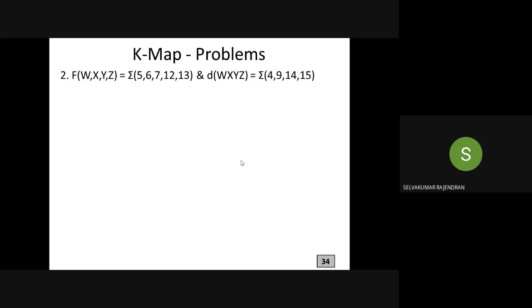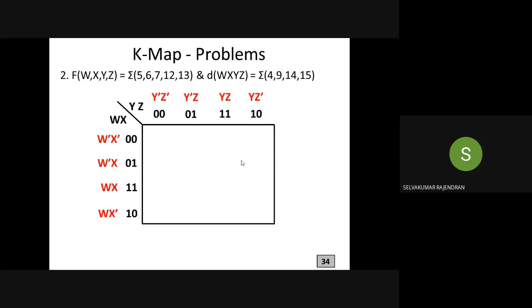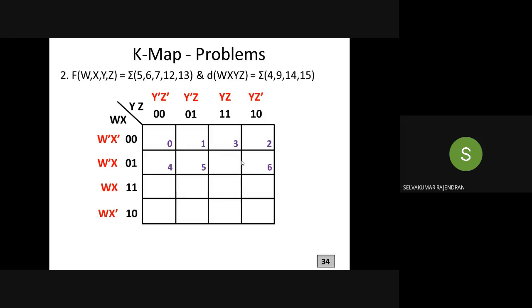Another example with 4 variables. This is the 4 variable K-map with 16 cells named from 0 to 15. Here we have min terms 5, 6, 7, 12, 13. I am putting the ones in the respective cells. Then we have some don't care terms: 4, 9, 14, 15. Actually, this 14 is a don't care; it should be represented as x.